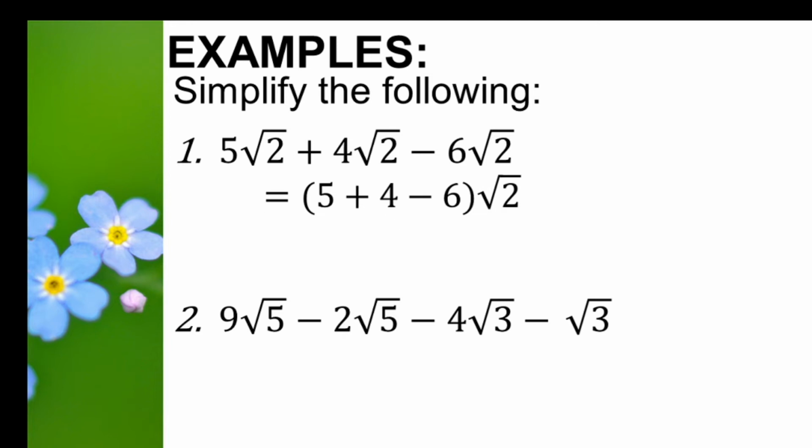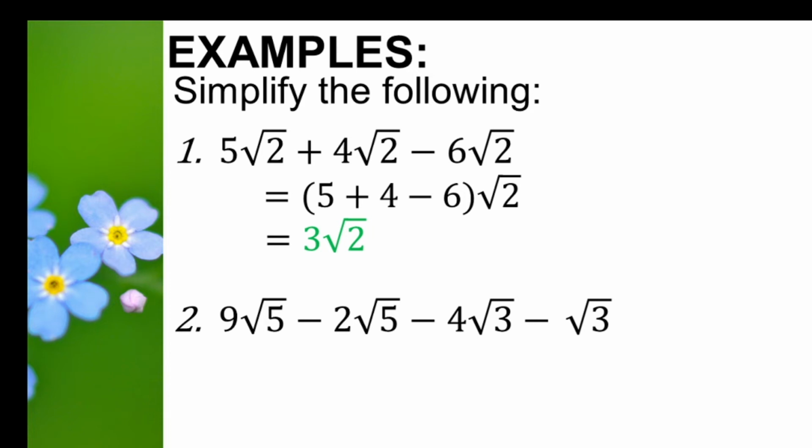So for number 1, we need to combine their coefficients. The coefficients are 5, 4, and negative 6. So 5 plus 4 is 9, minus 6 is 3. So we have 3, and copy the common radical. Therefore, we have 3 square root of 2.